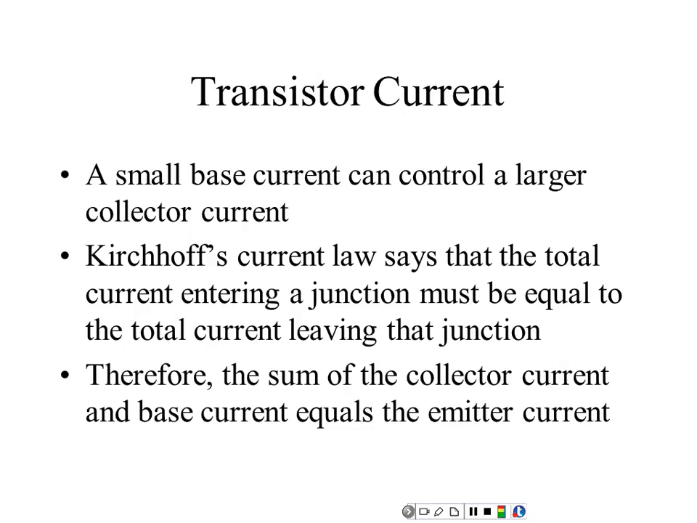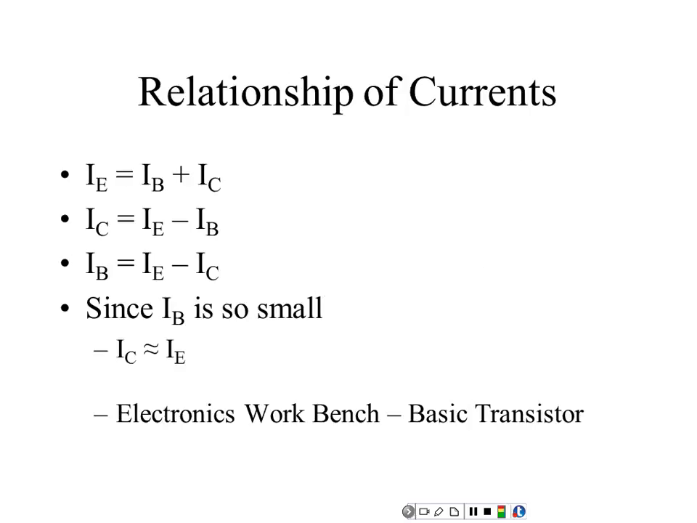Kirchhoff's current law says that the total current entering a junction has to equal the current leaving the junction. Therefore, the collector current and base current, the sum of those two currents, has to equal what? The emitter current. And then once we've got that, we've got our other two formulas. So here are your formulas right here. Of course, they'll be on the formula sheet, but this is nothing but Kirchhoff's current law.